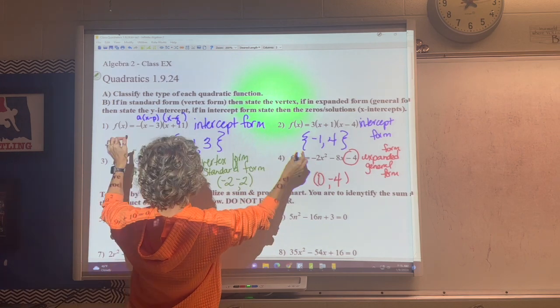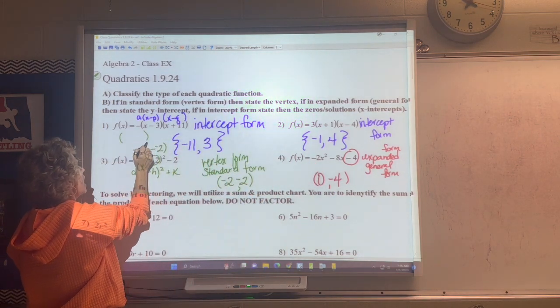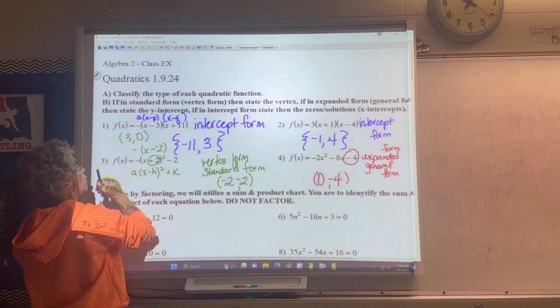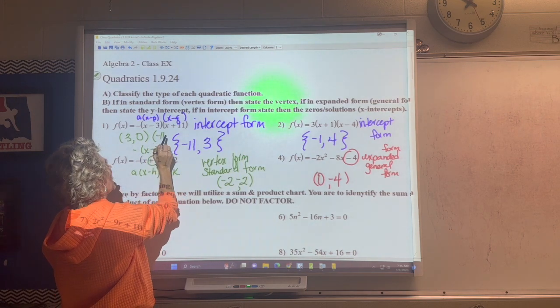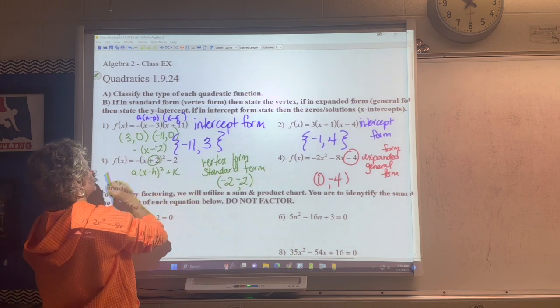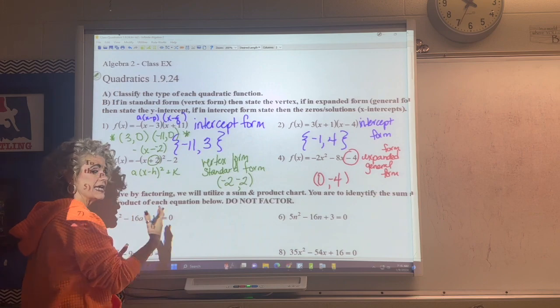Okay, we have a point here and a point here. It crosses the x-axis. So one of my points is 3, and my intercept, the y, would have to be 0. The other one is -11, and again, in order for it to be an intercept, my y value has to be 0. So this right here would be the intercepts.